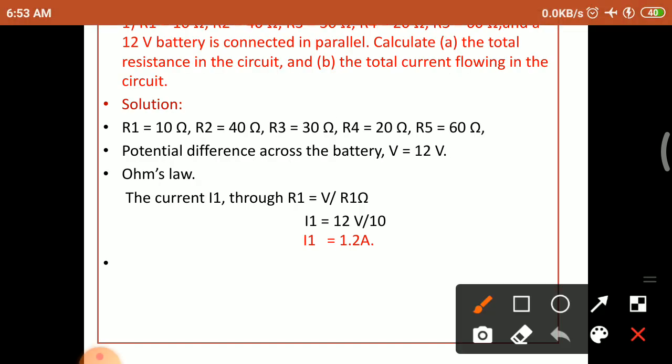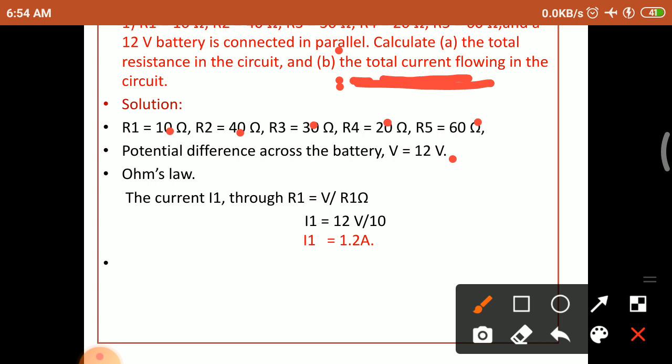Listen to the solution. Here the connection is a parallel connection and R1 equal to 10 ohm, R2 equal to 40 ohm, R3 equal to 30 ohm, R4 equal to 20 ohm, R5 equal to 60 ohm. The potential difference across the battery, V, equal to 12 volt. You have to find the total resistance in the circuit and the total current in the circuit. If you want to calculate the total current, you have to know the individual currents I1, I2, I3, I4, I5. Then only we can calculate the total current I.